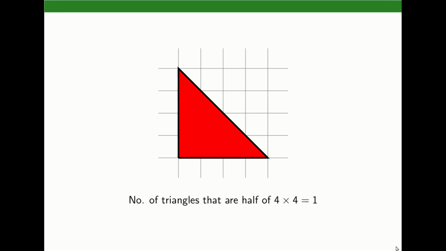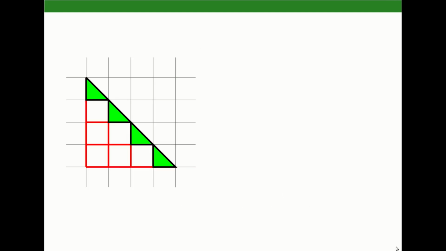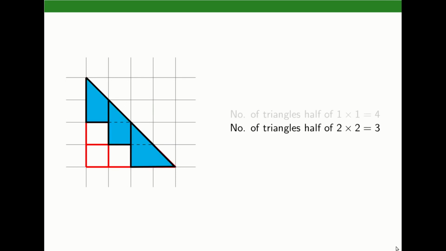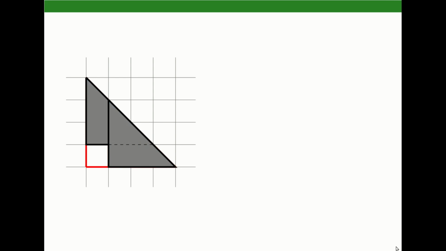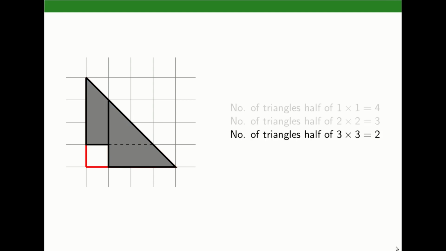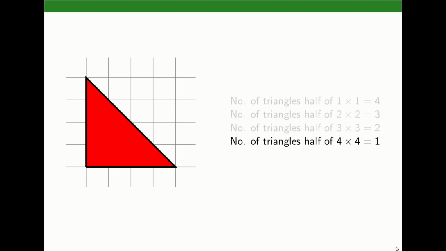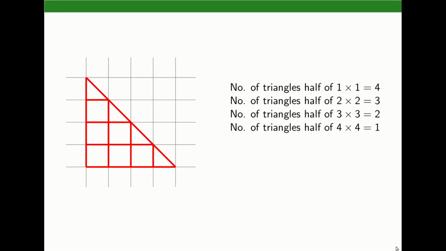Now we have to find the value of t. So let us sum up all the triangles that we have found till now. So we have 4 triangles, half of a 1 times 1 square. 3 triangles, half of a 2 times 2 square. 2 triangles, half of a 3 times 3 square. And 1 triangle, half of a 4 times 4 square. So the total number of triangles is a summation of 4 plus 3 plus 2 plus 1, bringing it to a grand total of 10.